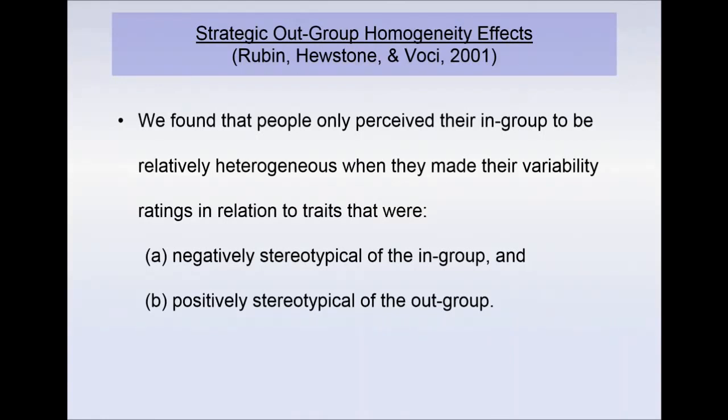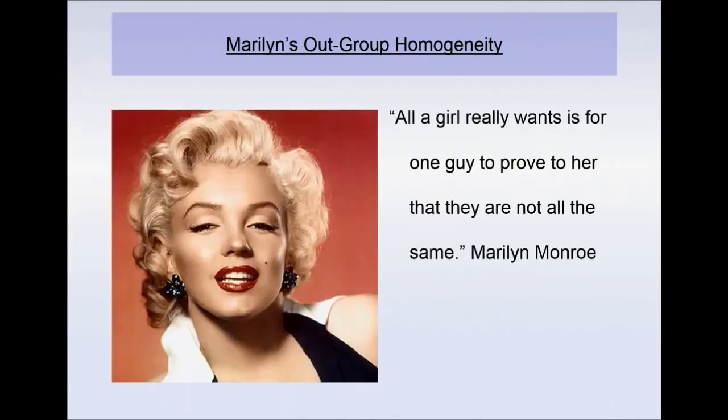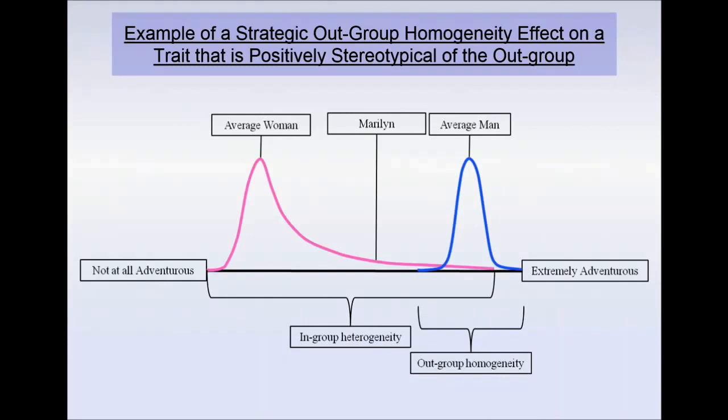Confused? You will be. Let me try and explain with the beautiful Marilyn Monroe, who, as you can see here, herself had her own sort of out-group homogeneity effect going on. She said all the girl really wants is for one guy to prove to her that they are not all the same. So from her perspective, men were all very similar to one another, and women, by contrast, were different from one another. So let's consider Marilyn judging other men and other women, and let's see what kind of perceptions she might have.